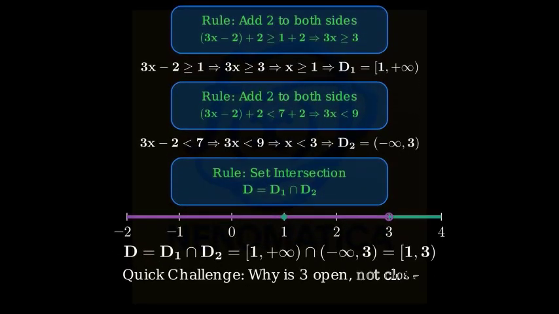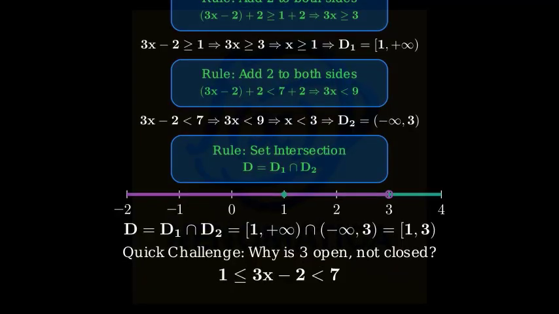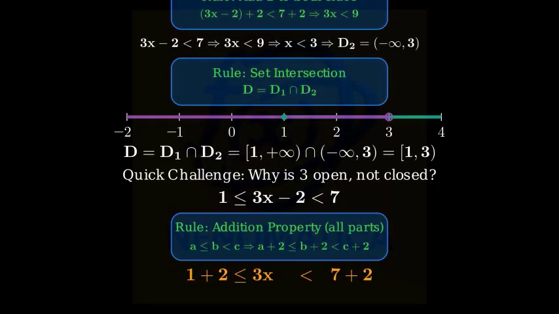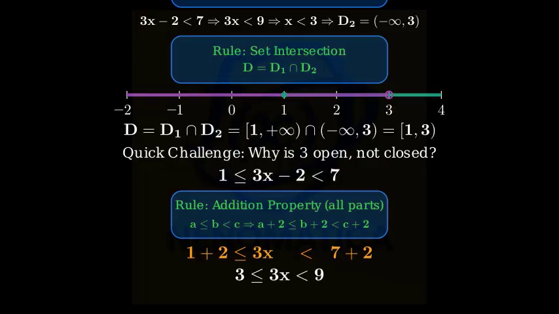Method 2, operate on the compound inequality directly. Start with 1 less than or equal to 3x minus 2 less than 7. Add 2 to all three parts. Highlight the changes. Simplify to 3 less than or equal to 3x less than 9.